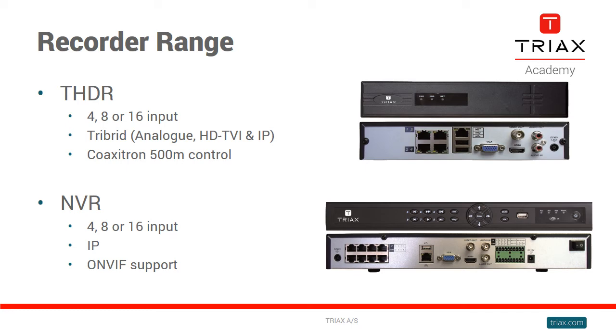Some of the advantages of the NVR range is recording 1080p at 25 frames per second, ONVIF support, compatible with high-resolution 4 megapixel cameras and PoE, among other things. Common to the THDR and the NVR is, they all support hard disk capacity up to 6 TB, HDMI connection at 1080p, USB mouse interface and supporting the Triax app.